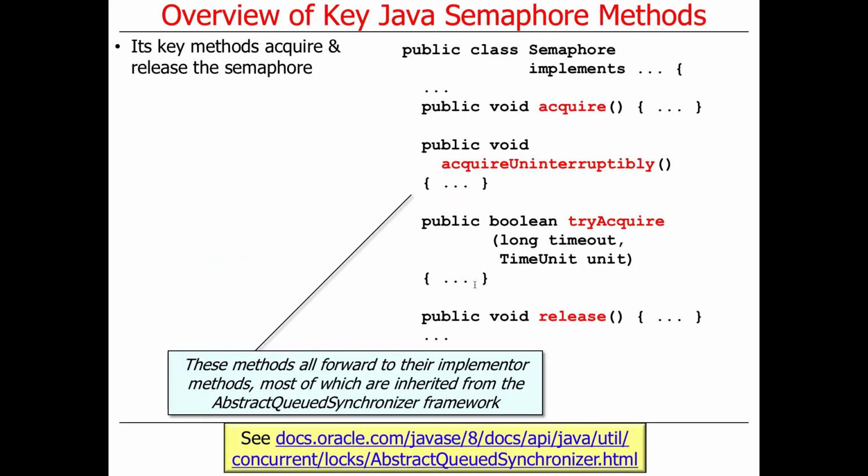Now let's dive a little deeper and start talking about some of the Java semaphore methods. You'll see that there are a lot of methods in the semaphore class, most of which you don't normally care about. There are a handful that you care about a lot, and these are the key ones we're going to focus on: acquire, acquire uninterruptibly, try acquire, and release. As you'll see, all of these methods really don't do much themselves. They simply forward to the implementer methods, which are part of whatever was set up by the bridge pattern implementation in the constructor to be either fair sync or non-fair sync. And the implementation of all this is done by the abstract queued synchronizer framework.